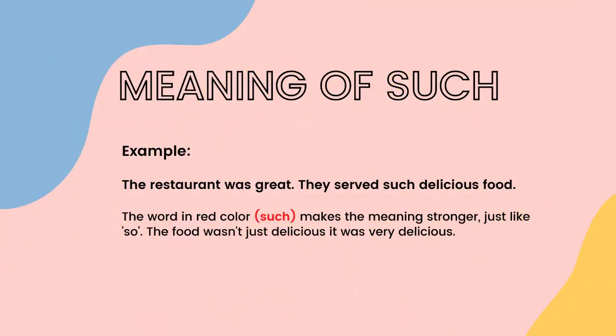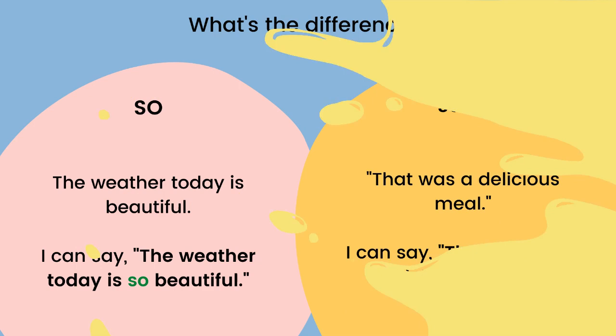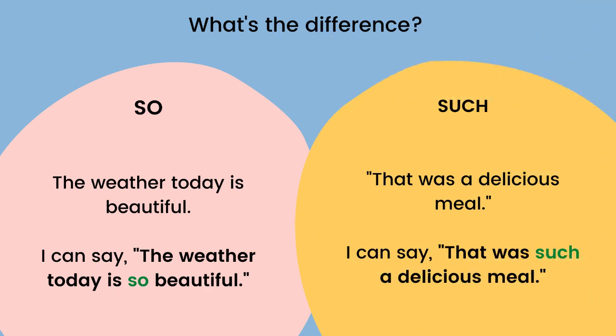Let's move on to the meaning of such. Let's look at a very similar example sentence so you can compare. The restaurant was great. They served such delicious food. What does such mean? The word in red color such makes the meaning stronger, just like so. The food wasn't just delicious, it was very delicious. There we have so and such. The meaning of these two words is the same. They just make the following words stronger.